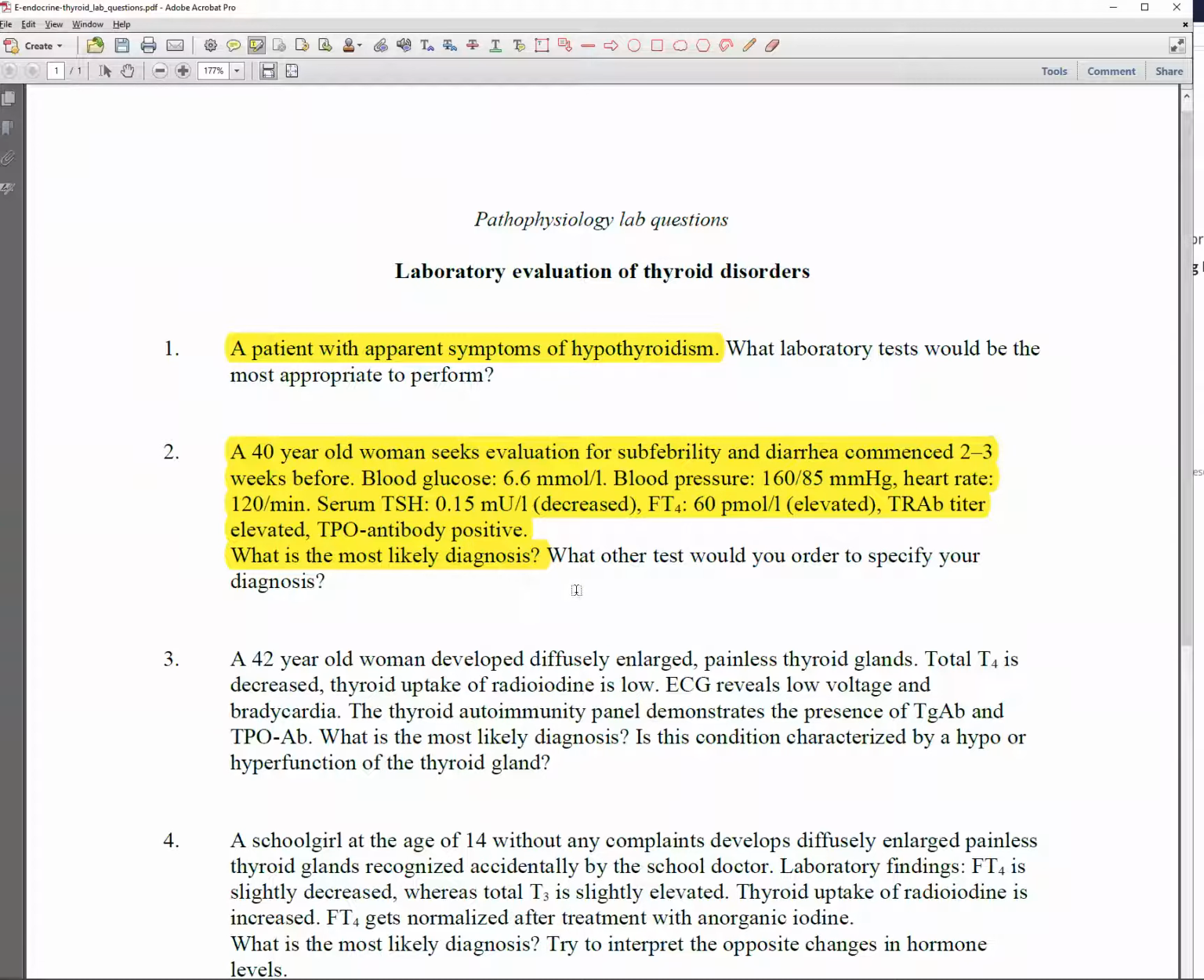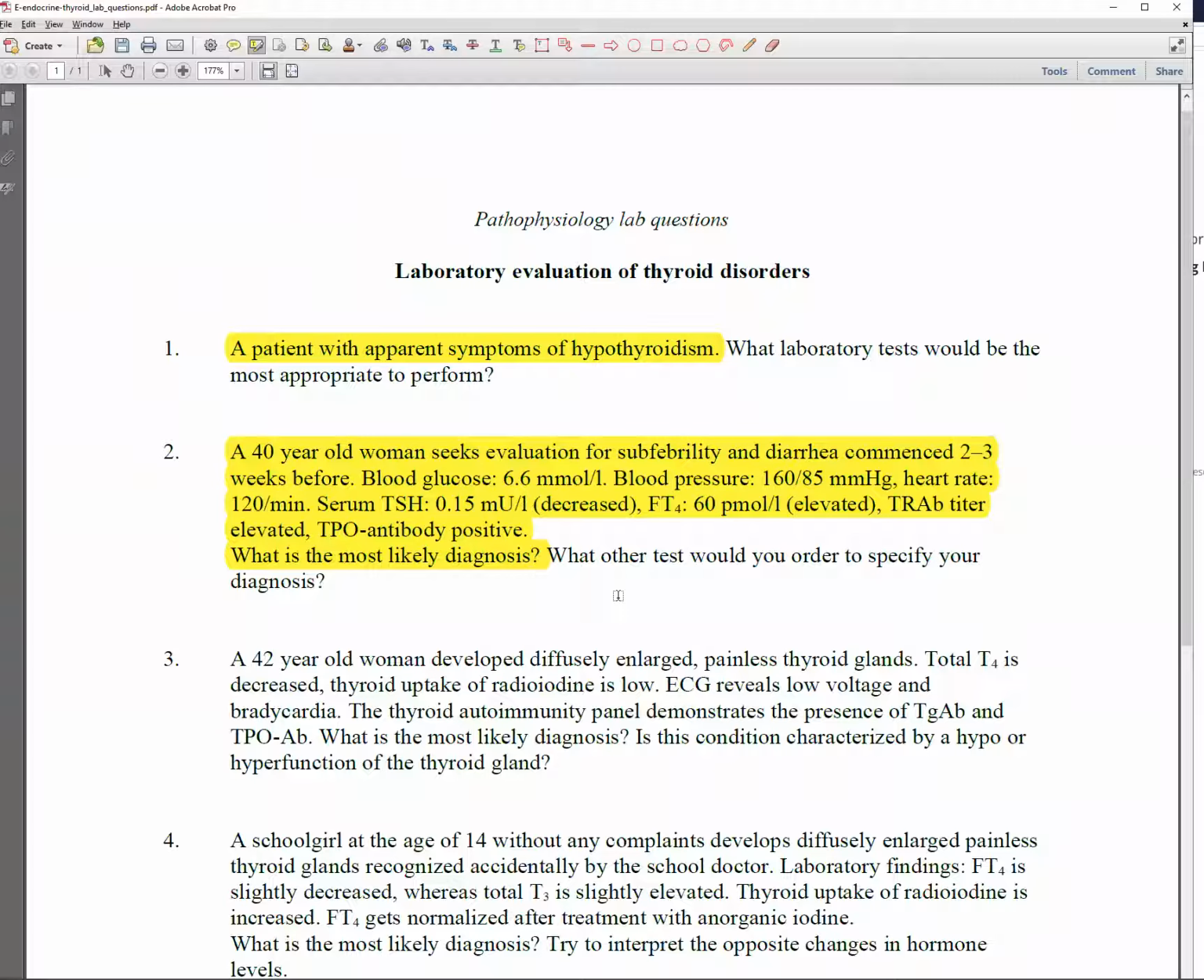Since she has the fever and diarrhea and high blood pressure, with also the increased free T4 and the decreased TSH and the rest of the lab findings, I would say this is most likely Graves disease. Okay, what other test?